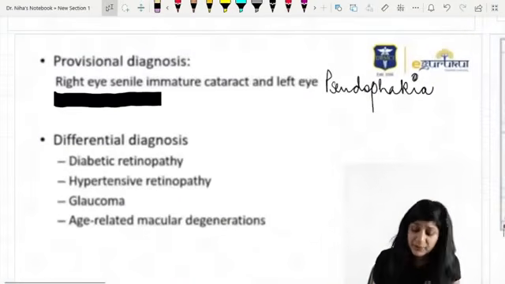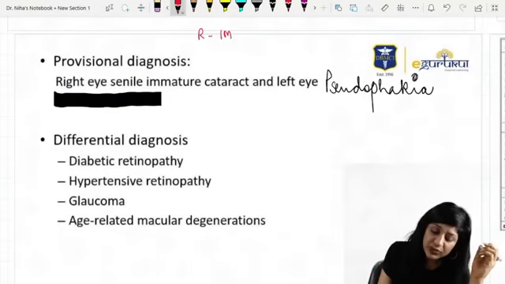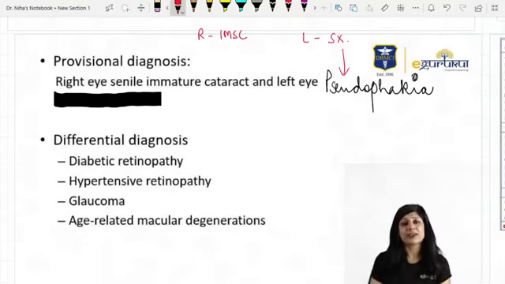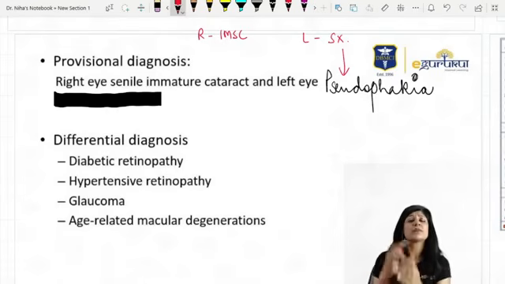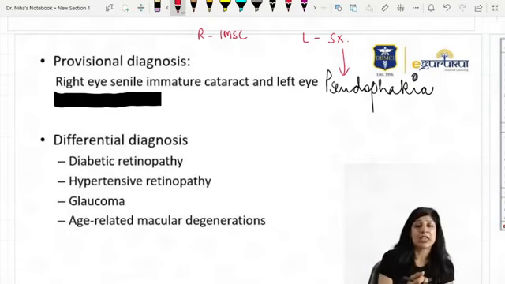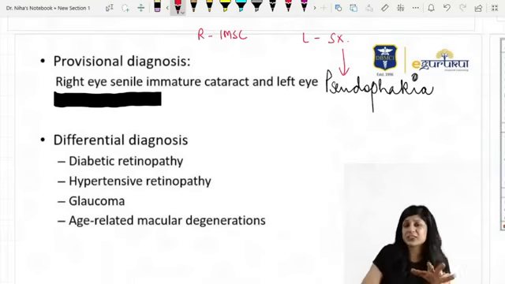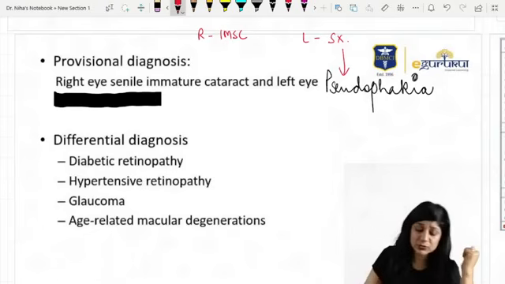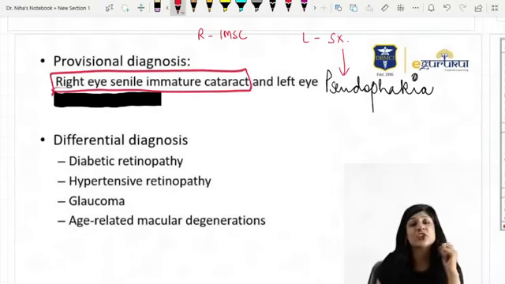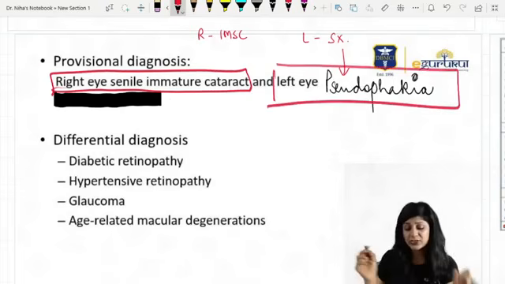So because we have already made a provisional diagnosis of right eye immature senile cataract and the left eye has already gone through surgery, he has maybe undergone cataract surgery. With the help of examination you try to make sure that whatever history and information you have gathered, you rationalize and prove that these things are right. So yes, the right eye is having immature senile cataract; we have seen the iris shadow and the color of the cataract, and the left eye has had cataract surgery. So this is your pseudophakia.